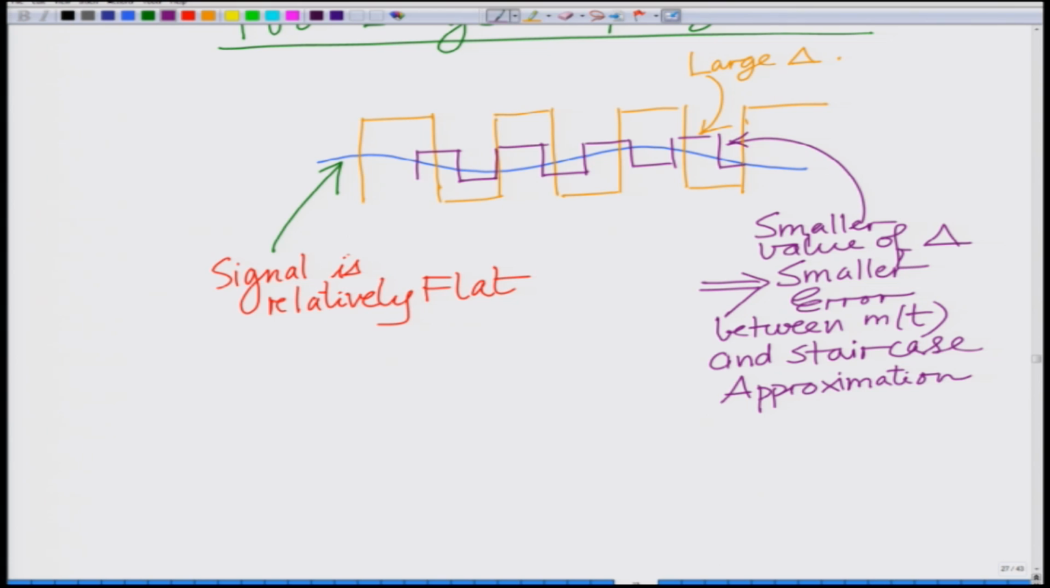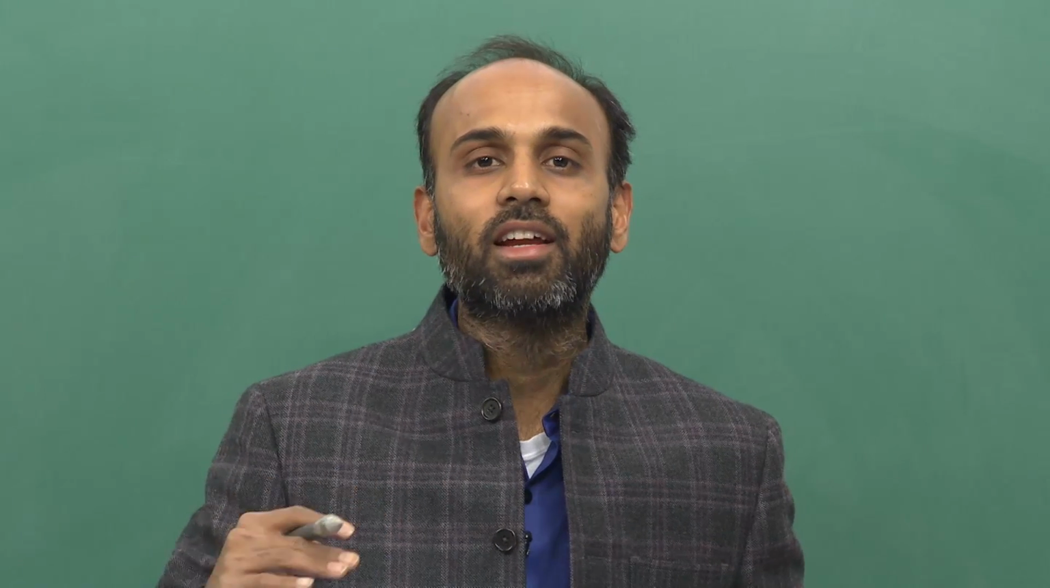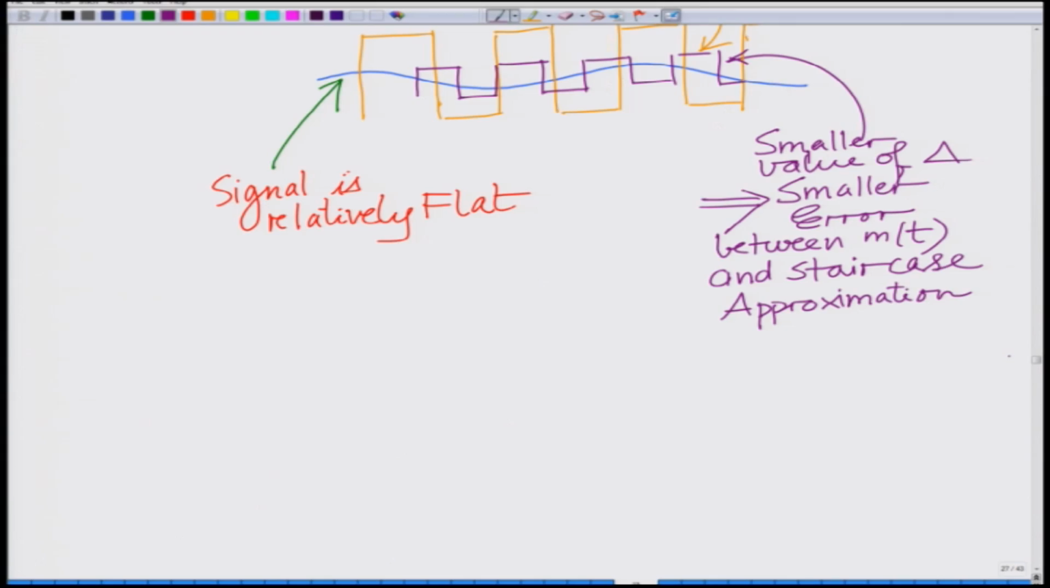Smaller error between the staircase approximation. So, while a large delta might be suitable to avoid slope overload distortion, the larger the delta, that leads to a larger error when the signal is relatively flat, because when the signal is relatively flat we desire a smaller value of delta. Therefore, this distortion which is arising from a large value of delta when the signal is relatively flat is termed as granular noise.